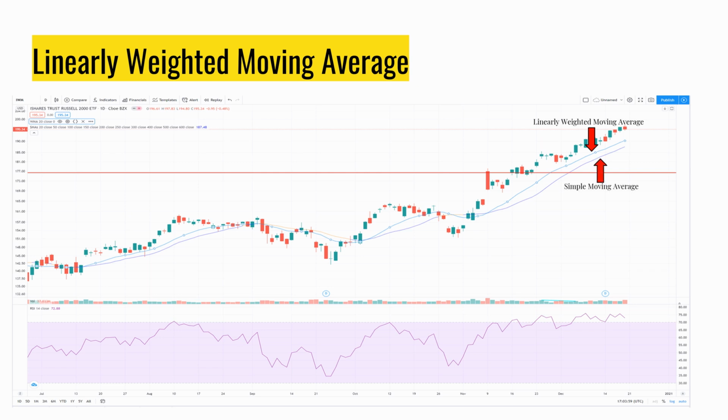As you can see, the linearly weighted moving average provides a better fit in this case, but it is all situational and there is no proof that a linearly weighted moving average works better.